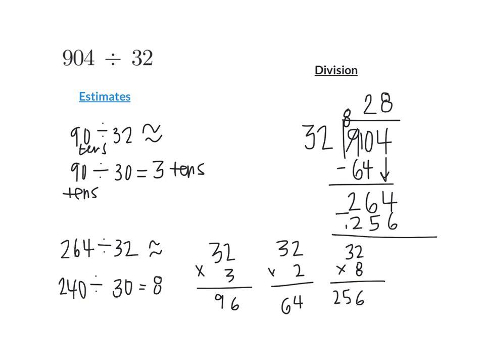Okay, 4 minus 6 is negative 2. We don't want that, so let's regroup. What's 14 minus 6? 8. Good. So what's my remainder? 8. Is that less than 32? Yeah. Okay, so I feel pretty good about it.